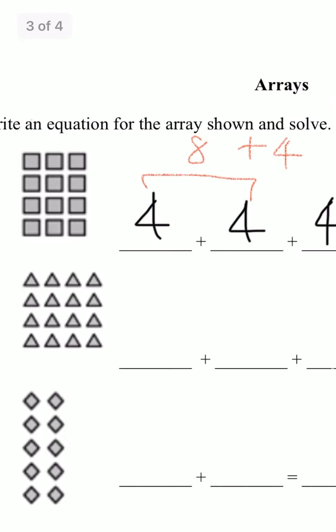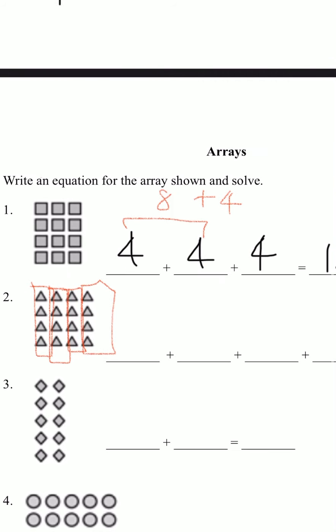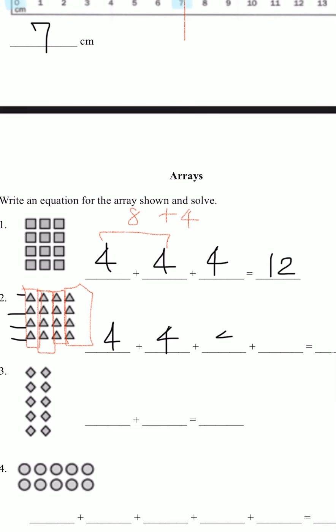Now let's try the next one. We have 1, 2, 3, and 4. So we have 4 rows. And for each row, we have 4 triangles. So 4 plus 4 plus 4 plus 4. Okay?